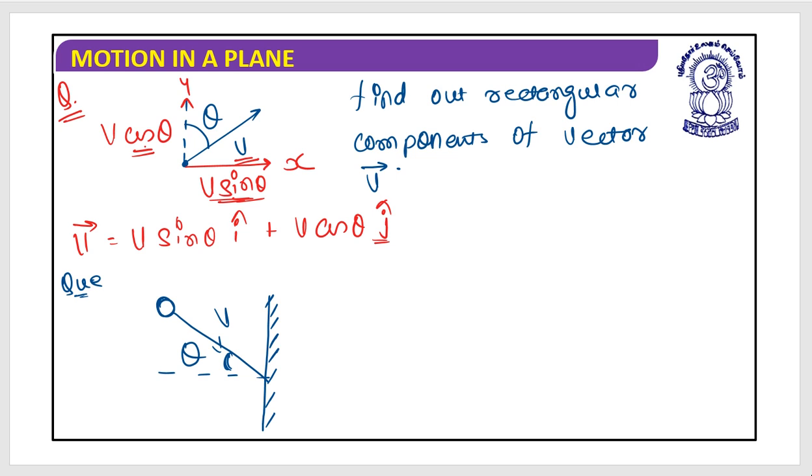What I know is that it is making an angle theta with the x-axis. So my v cos theta would be in this direction. Now I have found the v cos theta. Now where would be the v sin theta? It must be perpendicular to this, and that means this would be the vector. This is the v sin theta component, and that's it. You did your part.